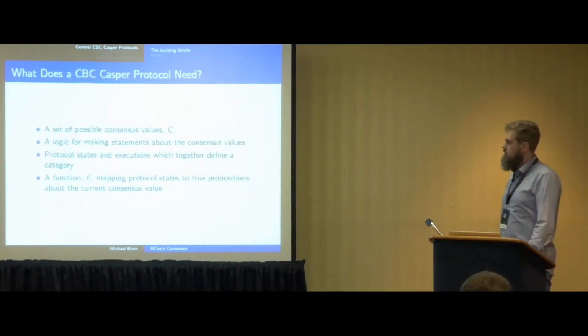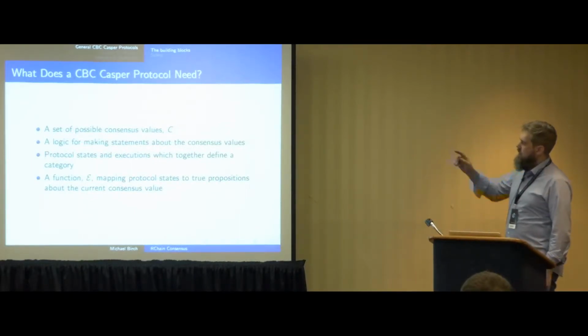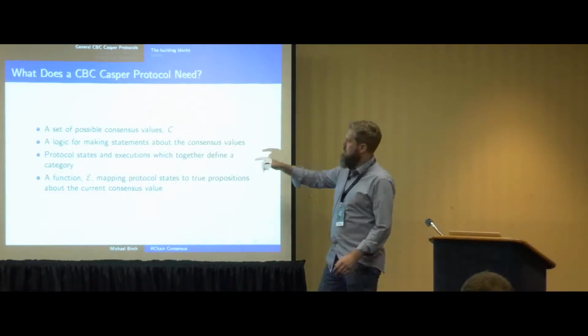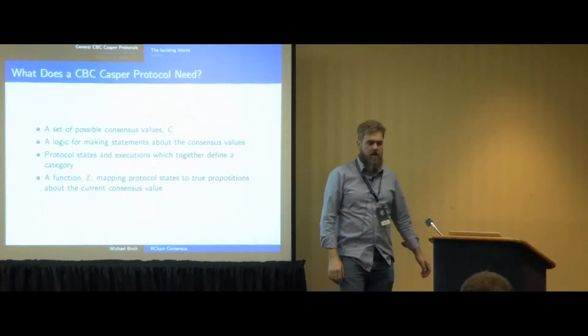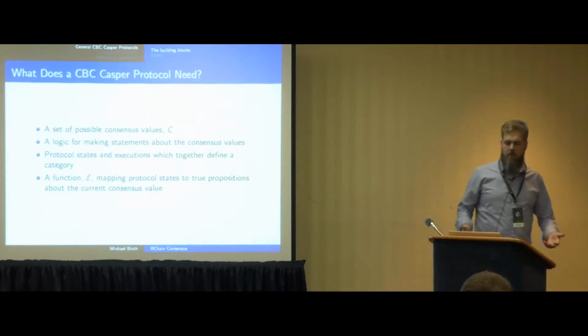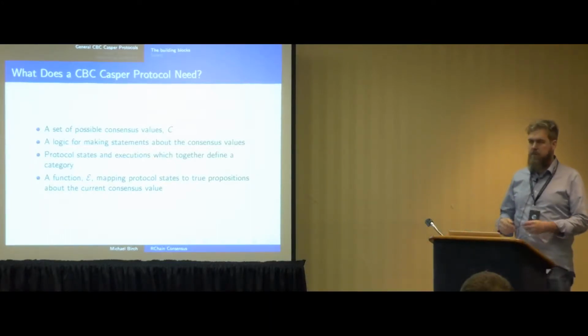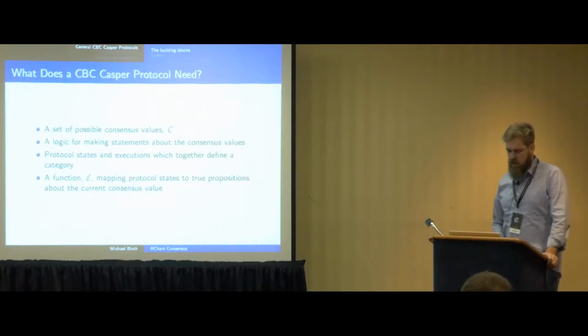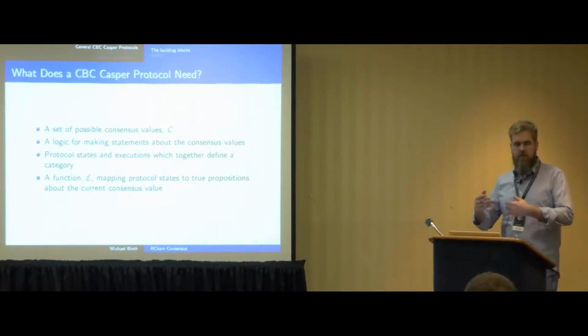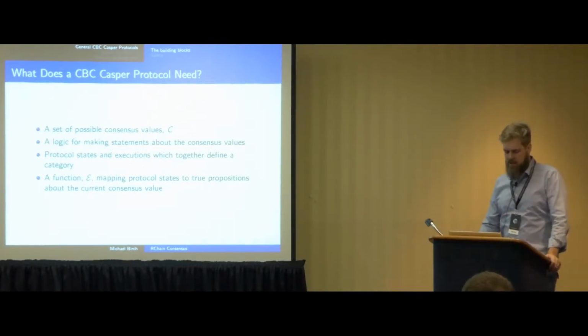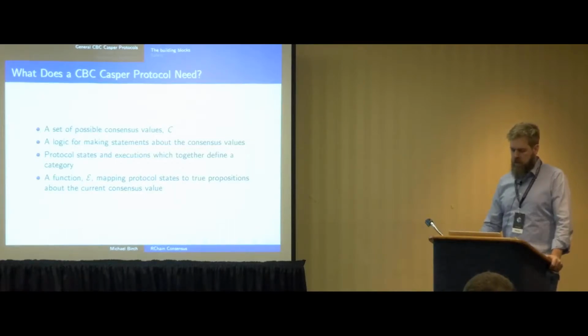So what do you need? There's the thing that you're getting consensus on, a value in this set C. There's a way of talking about the values, so a logic, propositions about those values. There are the protocol states and how you move between those states, and you get a category out of that. And a function E for estimate that maps the protocol states to true propositions about the current consensus value in C.